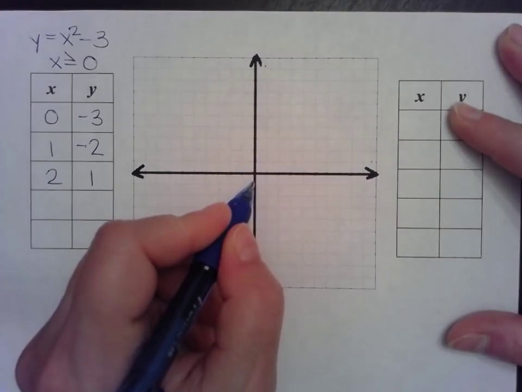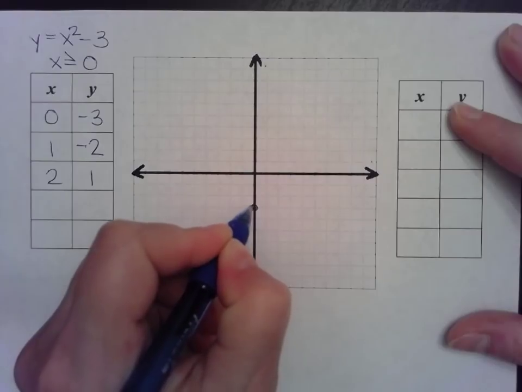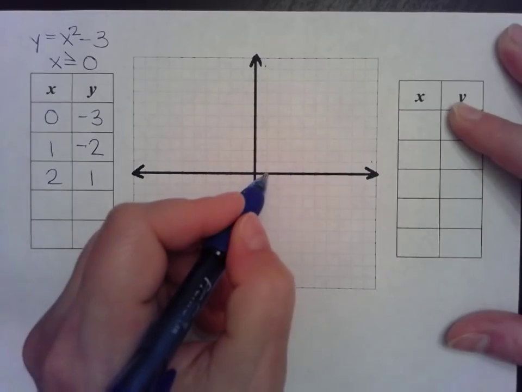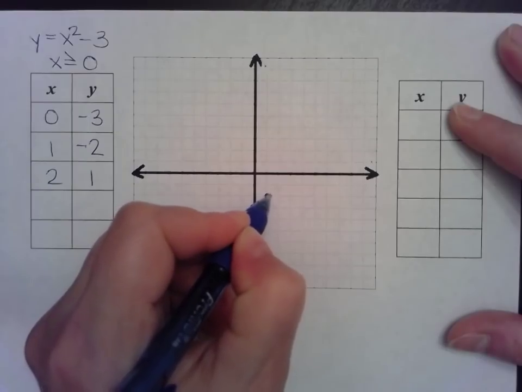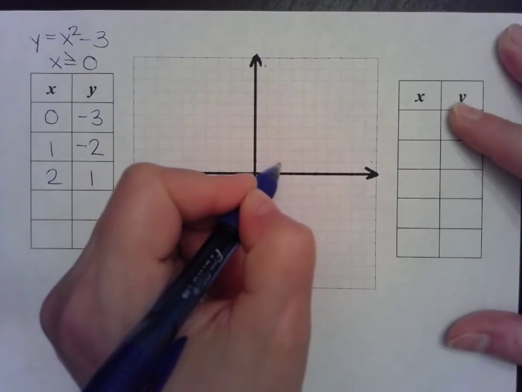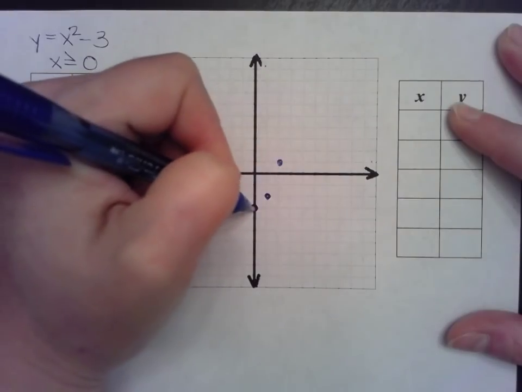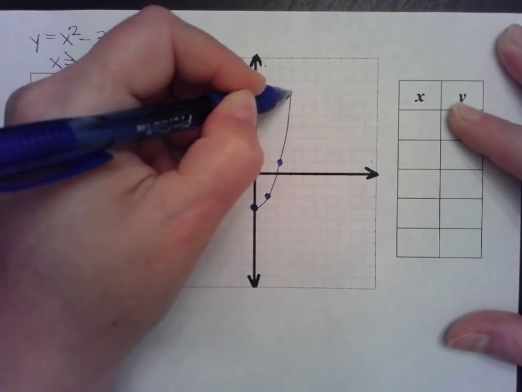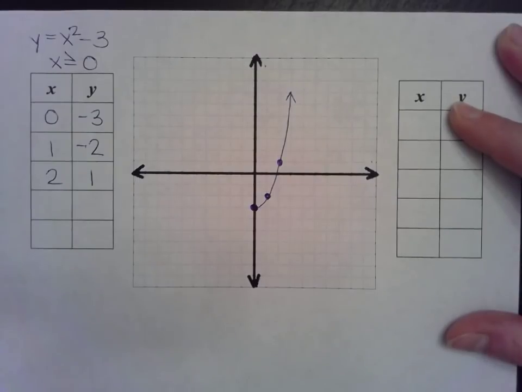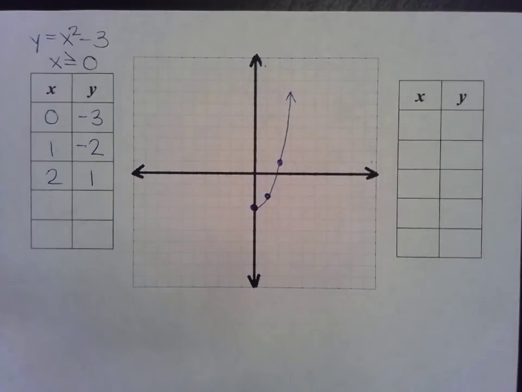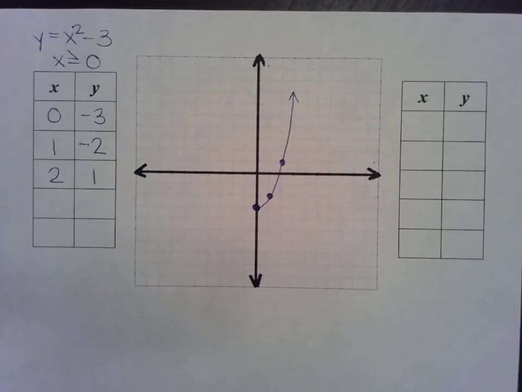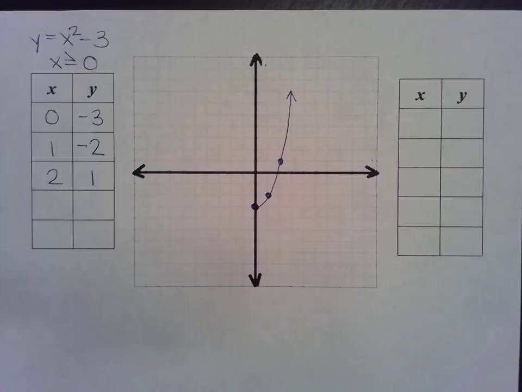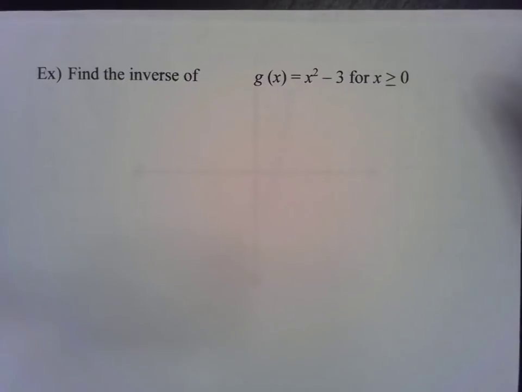So this is a parabola shifted down by 3. So the center point is at 0, negative 3. And we're only doing the right-hand side. So then I have 1, negative 2, and 2, 1. Okay, so now that you can see this shape, I know it feels a little silly to take just half of it, but is this one-to-one? I think yes. It passes both the vertical line test and the horizontal line test. Okay, so now let's go through the steps to find the inverse.